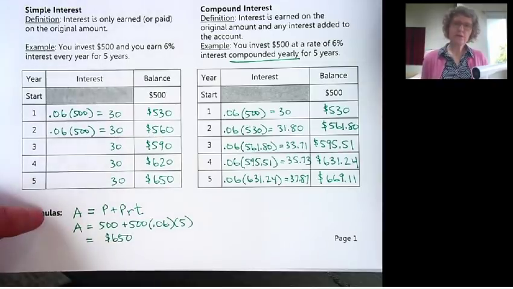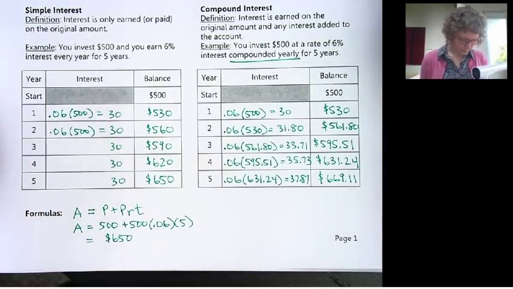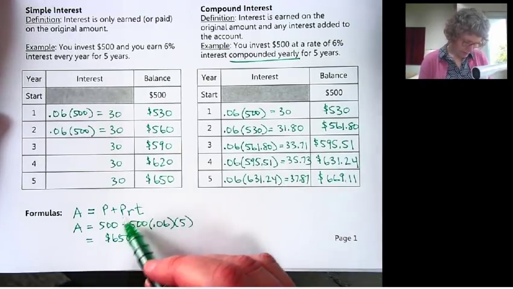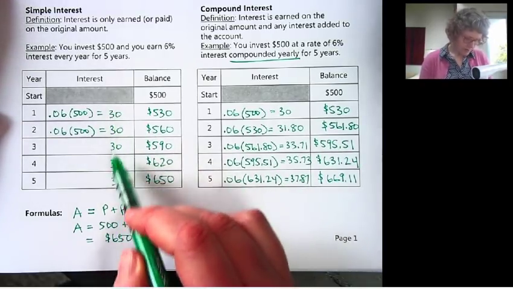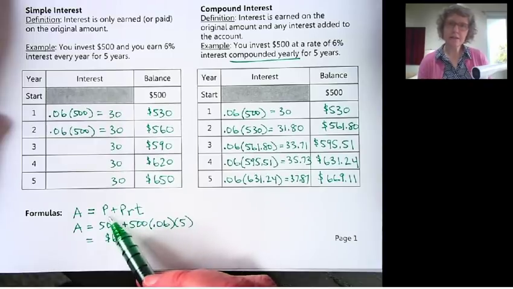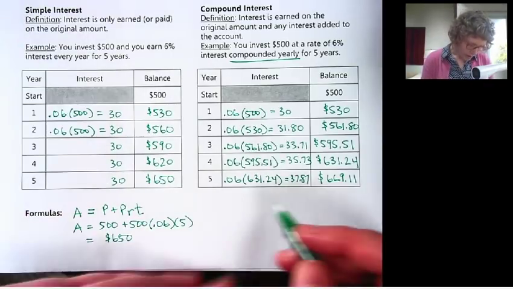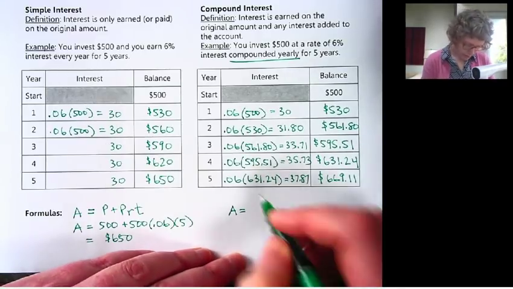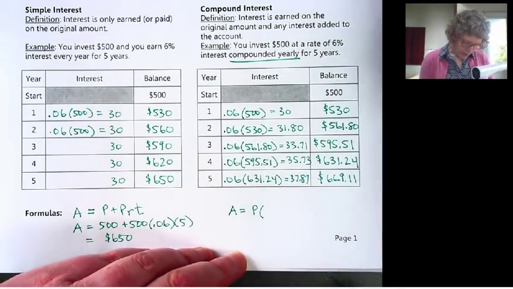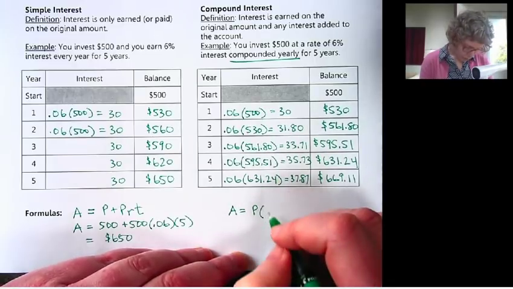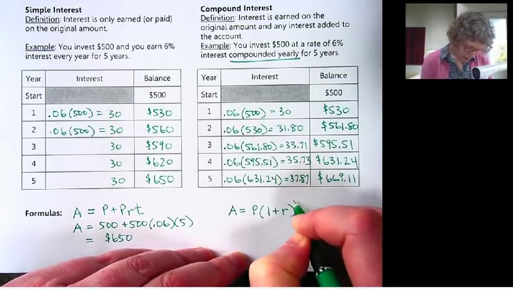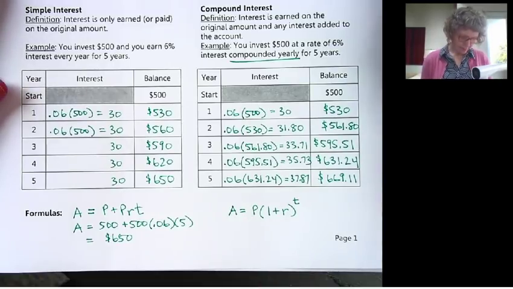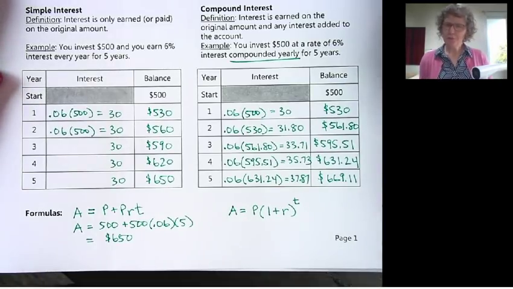Okay, so in practice, more often you'll use the formula. Now the formula for compound interest is a little different because here you're getting the same $30 every single time, so it's an add, it's a linear pattern. With compound interest, it's actually a multiplication pattern. We're taking P times 1 plus R to the T. So you can see we have the same inputs, P, R, and T, but they're used in different ways.